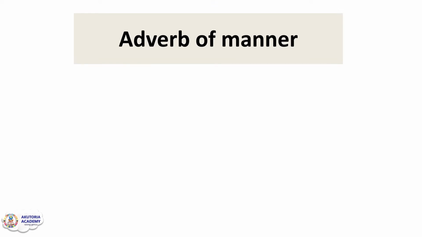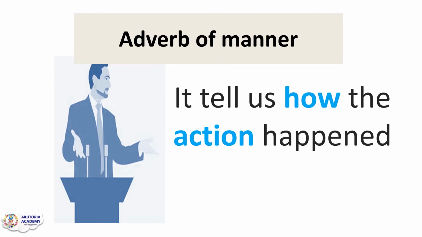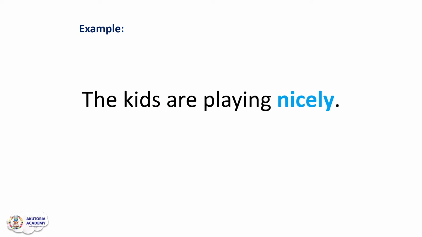The first is adverb of manner. So adverb of manner tells us how the action happened. It tells us how the verb happened, how the action happened. Let's see this example. The kids are playing nicely. Okay, so in this sentence, what's the action word? Playing. Playing is the verb.